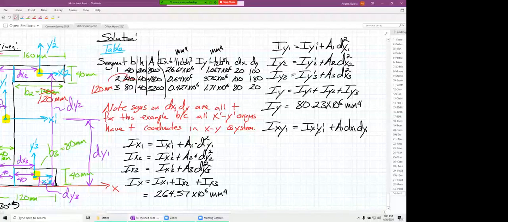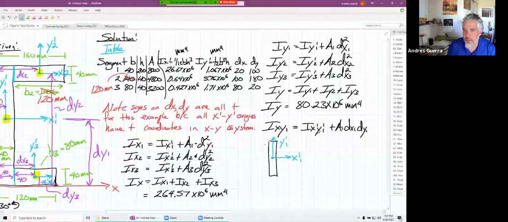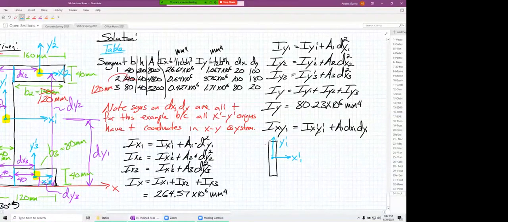I'm really not sure how to find IXY prime. I'm still a little confused on that. So this is for that big rectangle, right? This is for just this rectangle for segment 1, about the centroid of just that rectangle right there. So X prime 1 is right there, and Y prime 1 is right there. Does that help at all? A little bit. I'm still slightly confused on it, though.